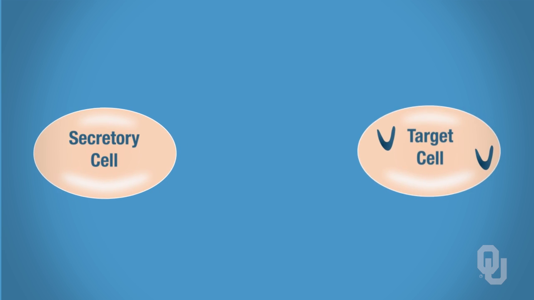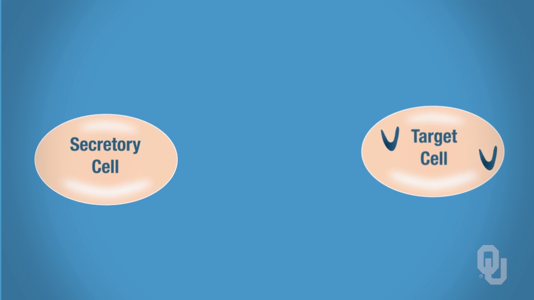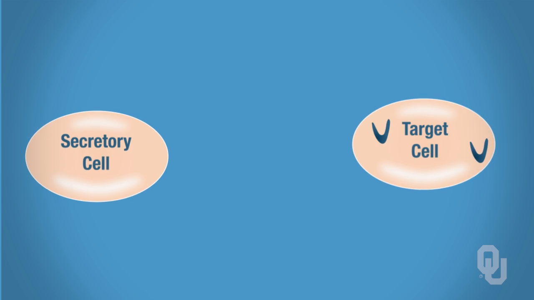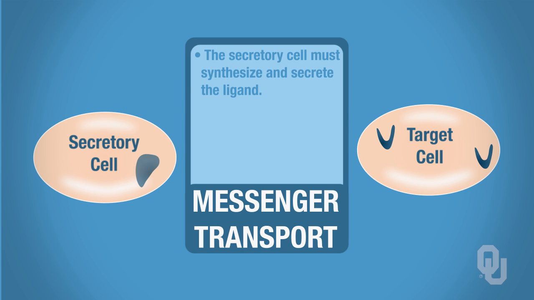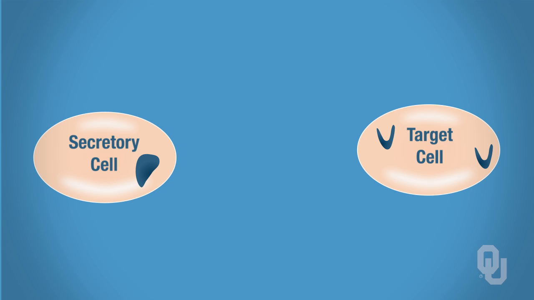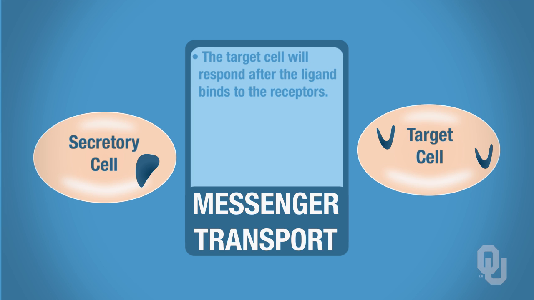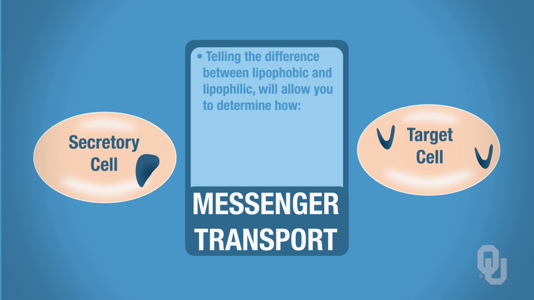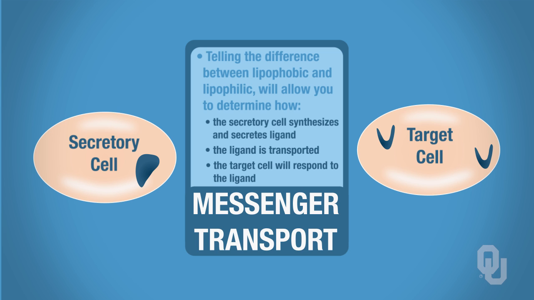So to give you a larger picture of what this would look like, two cells. Here's my secretory cell. Here is my target cell. These two cells have to be able to communicate with one another. So the secretory cell has to synthesize and secrete the ligand. Remember, the ligand is also the chemical messenger. Once that occurs, the ligand has to be transported to the target cell. And once the ligand gets to the target cell and binds to the receptor, the target cell will respond. So if you understand the chemical property, meaning is the chemical messenger lipophobic or lipophilic, you will be able to determine how the secretory cell synthesizes and secretes that ligand, how that ligand gets transported, and lastly, how that target cell will respond to that ligand.